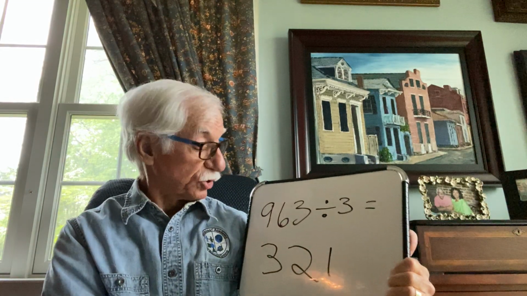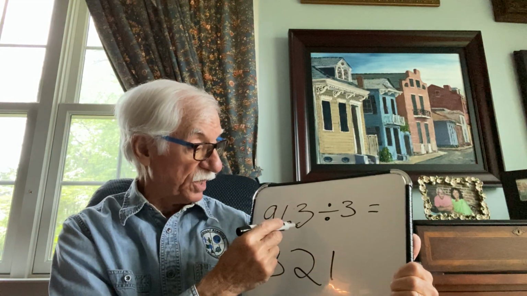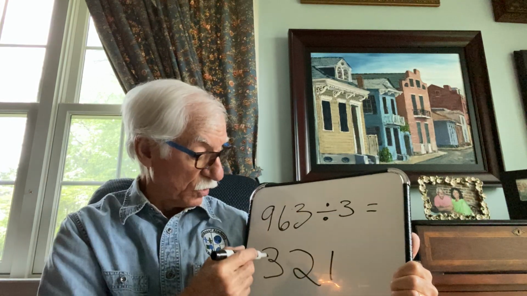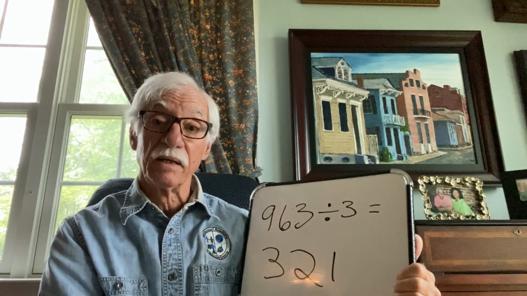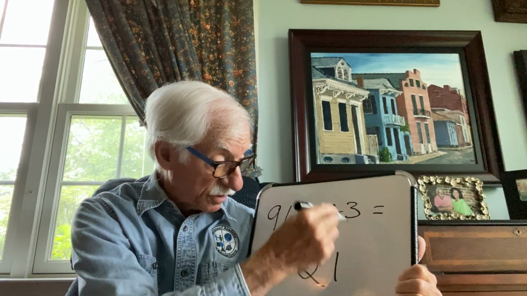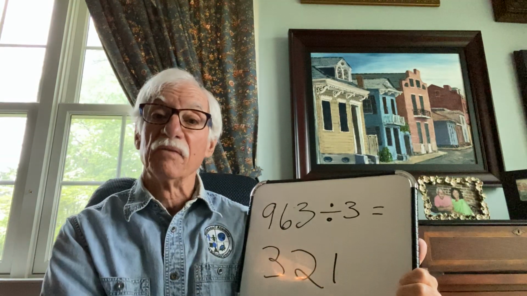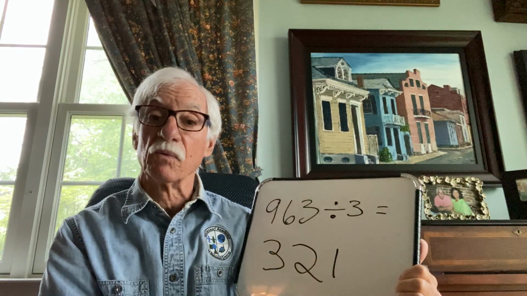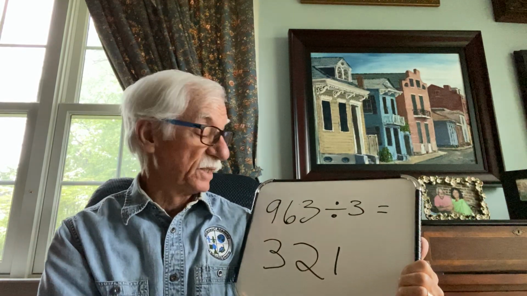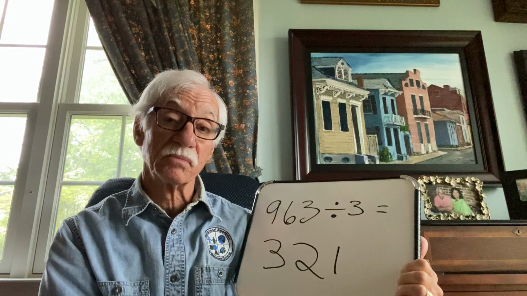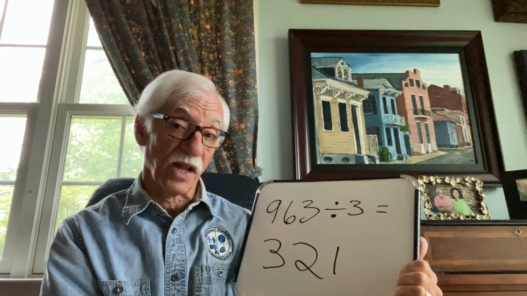So the quotient, 963 divided by 3 equals 321. So each one of these 3 divisors is going to get 321 of the dividend number that I have to give away. That's distributive division. And you guys did this stuff with the Stamp Game.